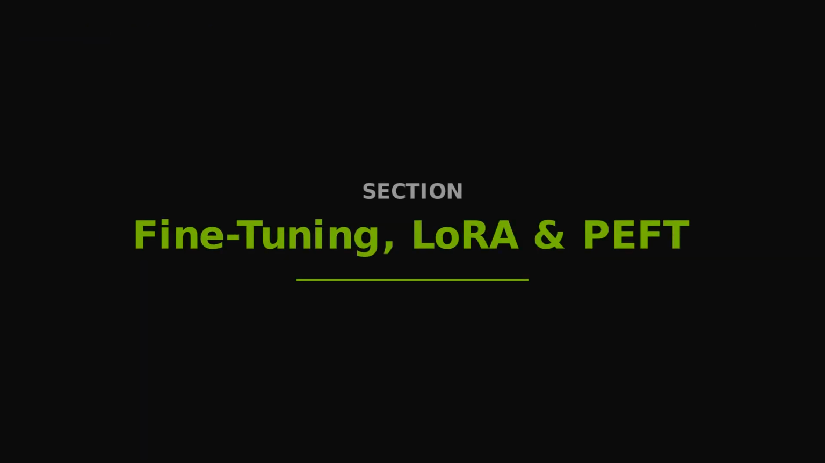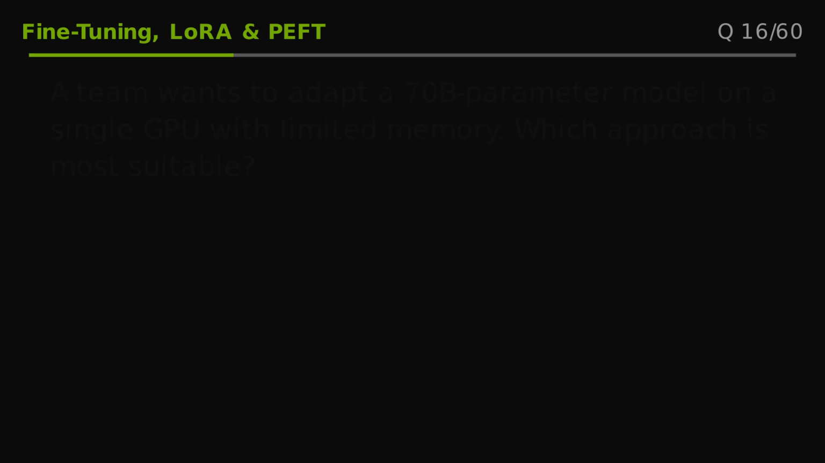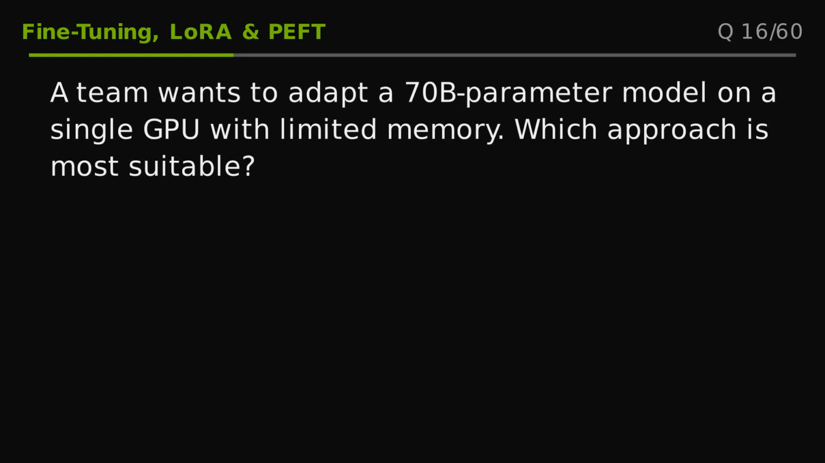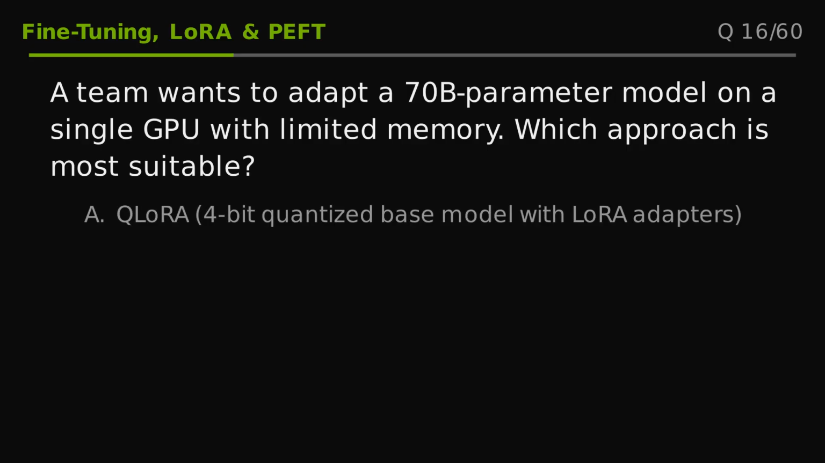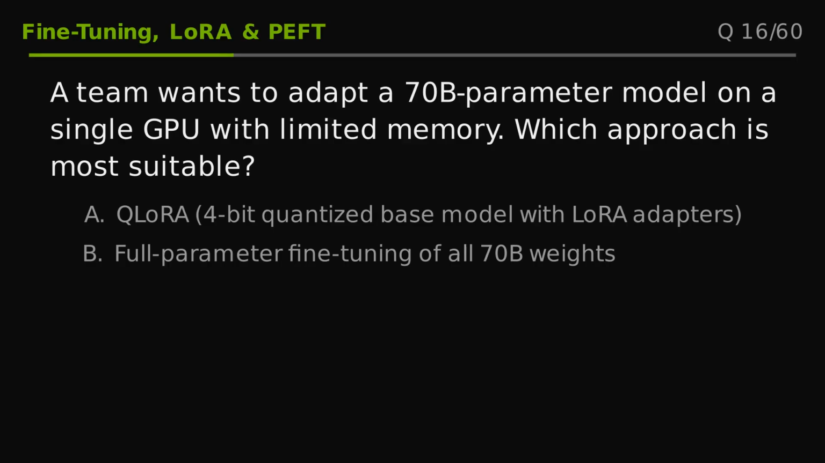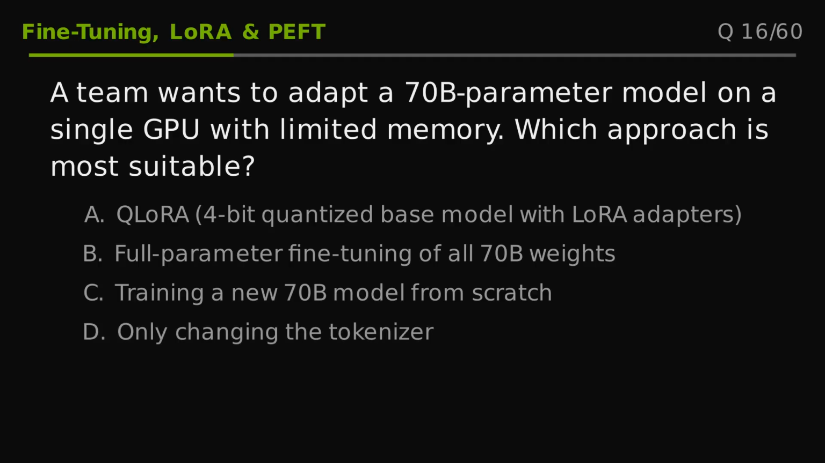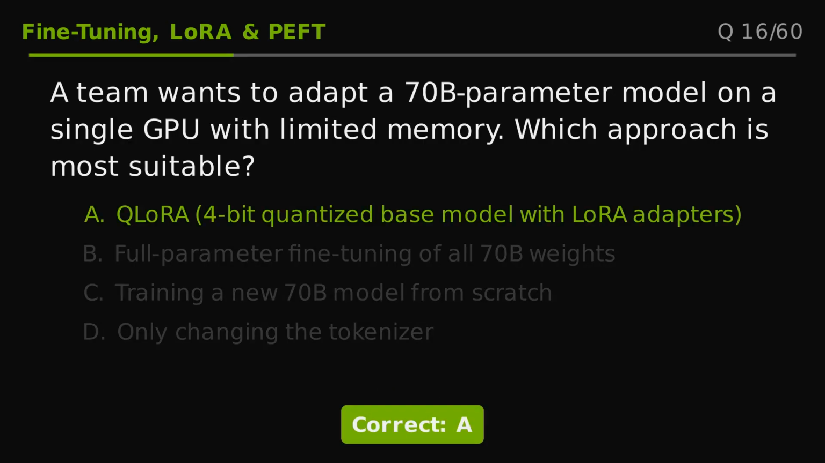Next section. Fine-tuning: LoRA and QLoRA. Question 16. A team wants to adapt a 7B parameter model on a single GPU with limited memory. Which approach is most suitable? Option A. QLoRA: 4-bit quantized base model with LoRA adapters. Option B. Full parameter fine-tuning of all 7B weights. Option C. Training a new 7B model from scratch. Option D. Only changing the tokenizer. The correct answer is A.